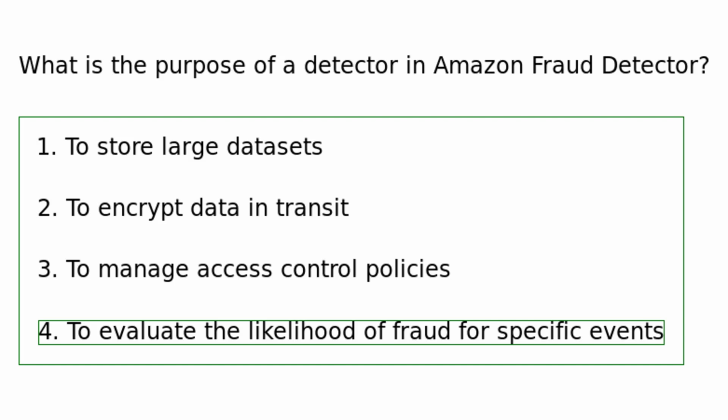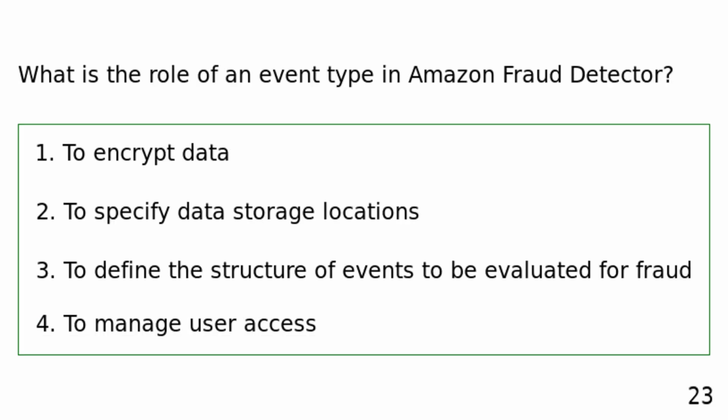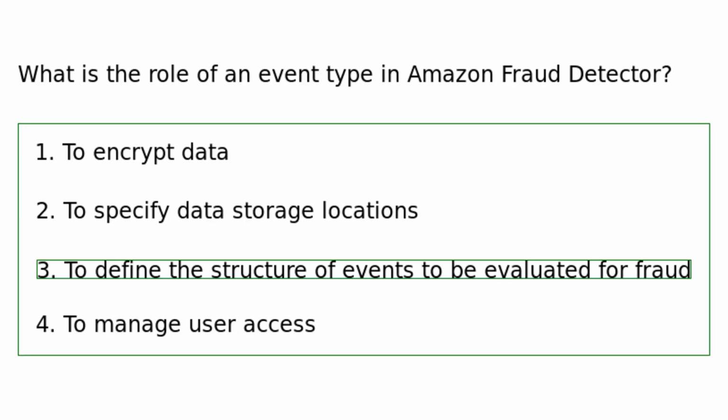What is the role of an event type in Amazon Fraud Detector? To encrypt data. To specify data storage locations. To define the structure of events to be evaluated for fraud. To manage user access. An event type in Amazon Fraud Detector defines the structure of events that need to be evaluated for fraud detection.